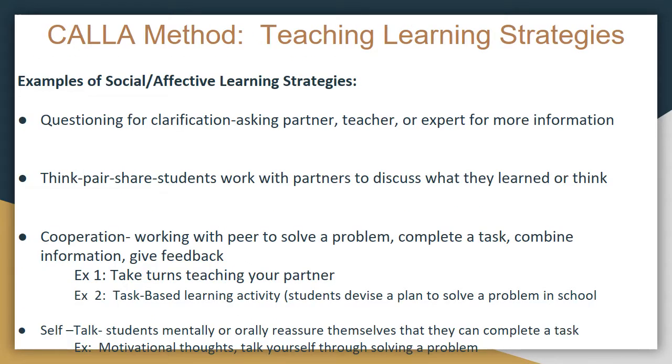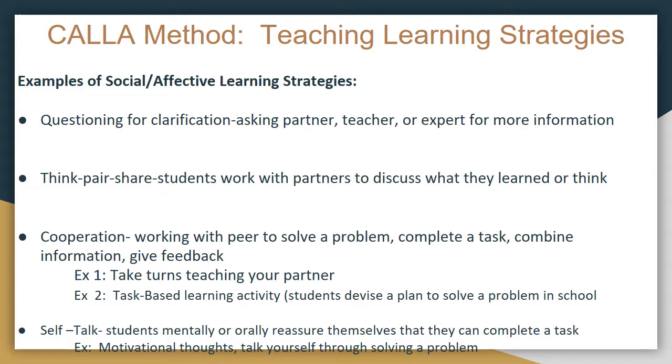Let's discuss some specific lesson ideas that you could use for social affective learning strategies. The first one could be having students practice questioning for clarification. So students are always encouraged to ask their partner, teacher, or an expert for more information if they don't understand, or just to talk to their partner and ask reflective questions to get each other's point of view. One example of this might be think, pair, share, where students first think about their answer, then they pair up with someone and they share their point of view.